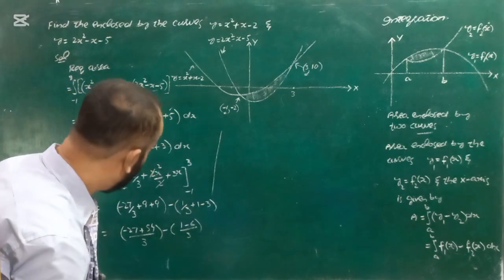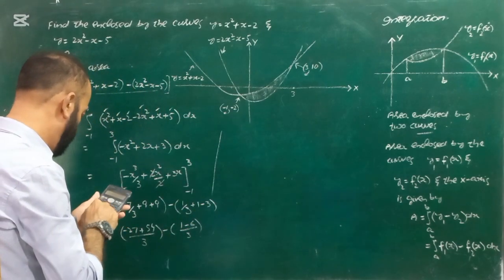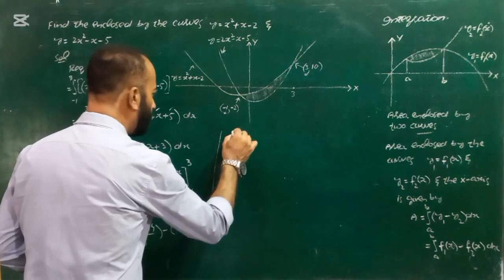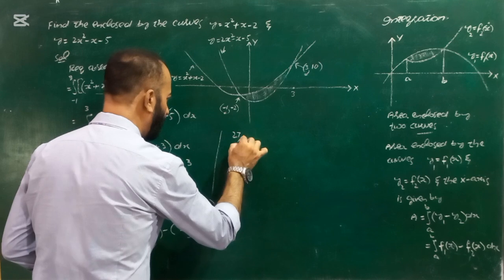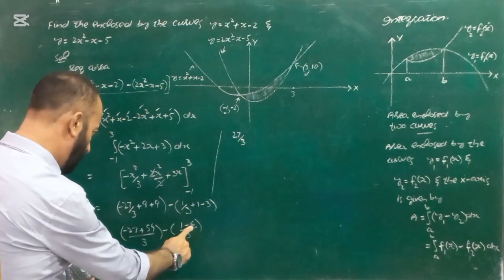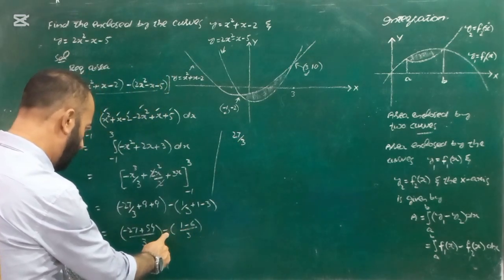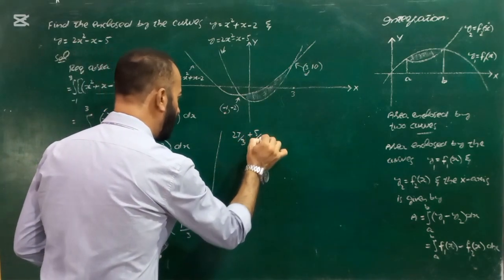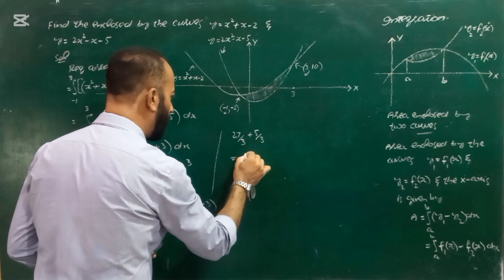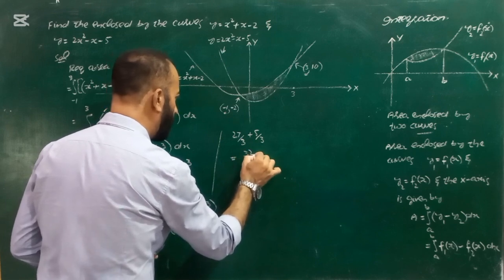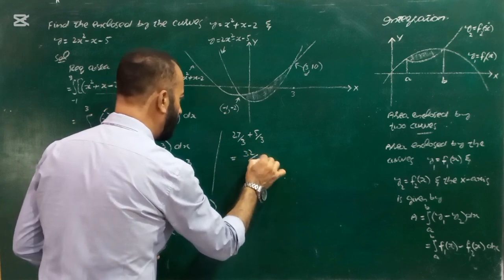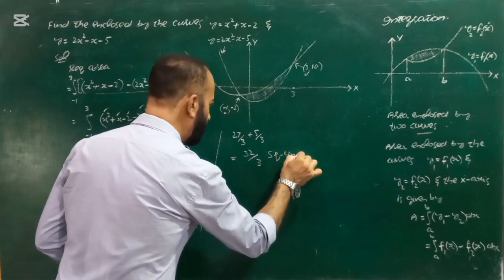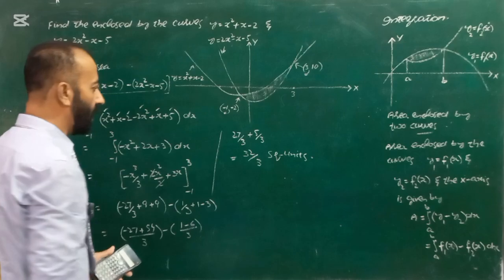So 54 minus 27, 27 over 3. And here will be minus 5 by 3, and this will make plus 5 by 3. From here 27 plus 5, 32 over 3. So this is the answer. Unit will be in square units because this is the area.